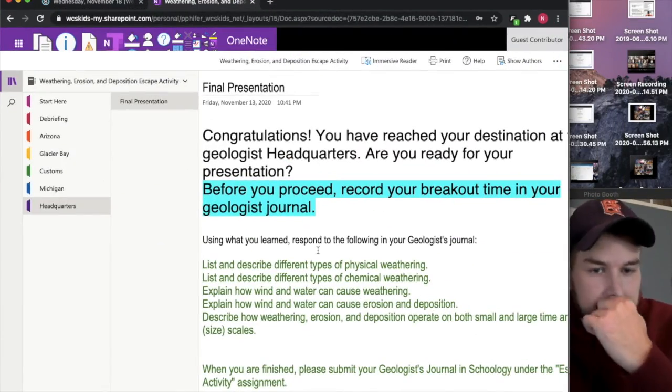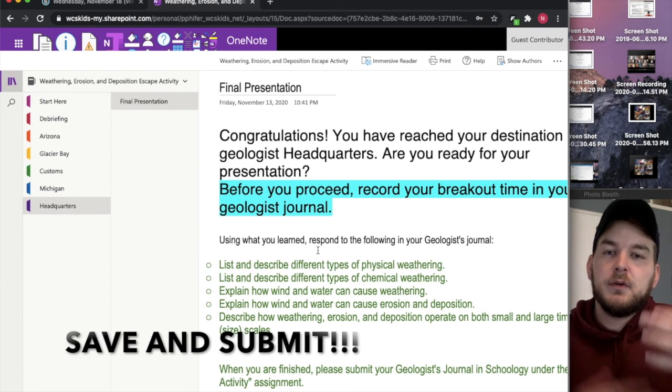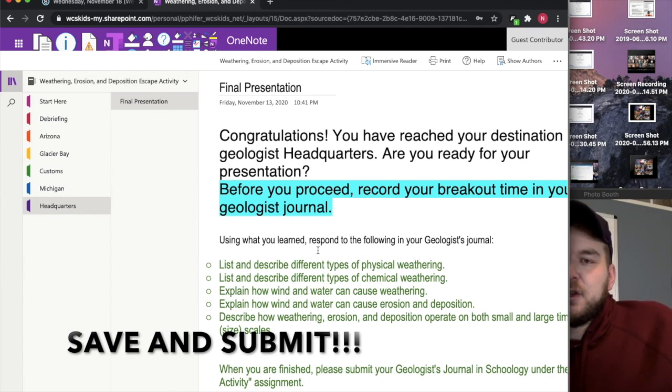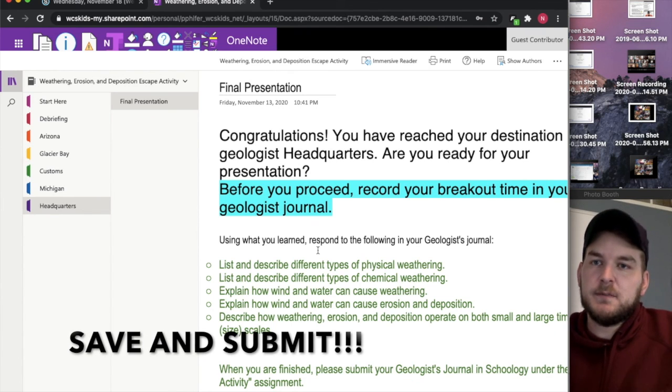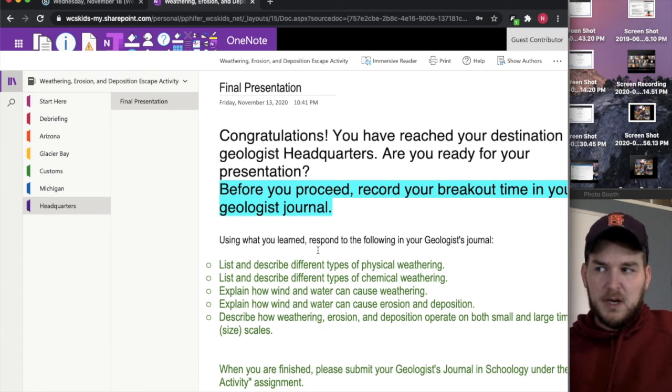When you're finished, please submit your geologist journal in Schoology under the Escape Activity assignment. So now that you have this, make sure that you have all the information that you need, save it, and submit it on Schoology. If you have any questions, come to my office hours on WebEx or send me an email. Do what you need to do.